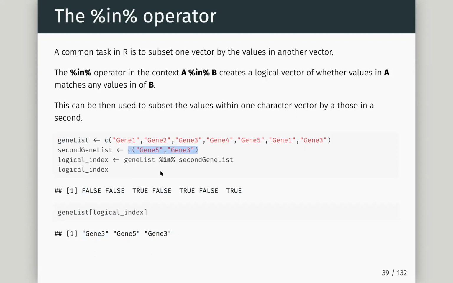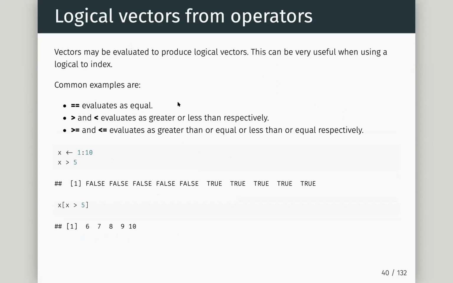So logical operators and logical indexing is very powerful. Vectors can be evaluated to produce logical vectors. This is going to make our life very easy for subsetting. And some really nice common operators are equals, greater than, less than, less than or equals, or greater than or equals. So here I can start to use some of these operators to extract logical indexes, and I'm going to use that to subset my vector.